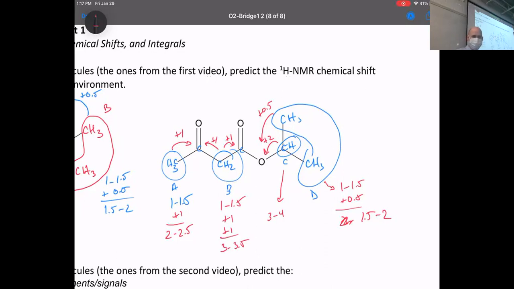So this one actually shows up roughly where you would expect if it was next to an O or an N or an X, but it's because it's next to 2 different carbonyls.